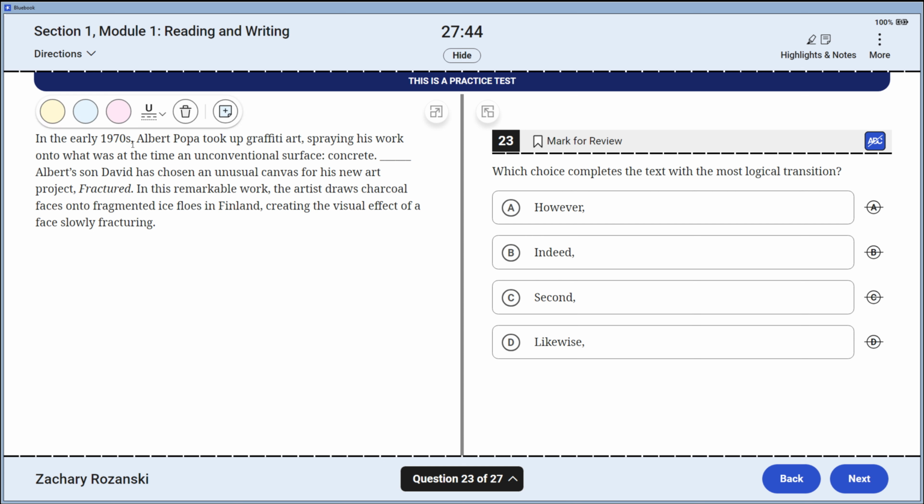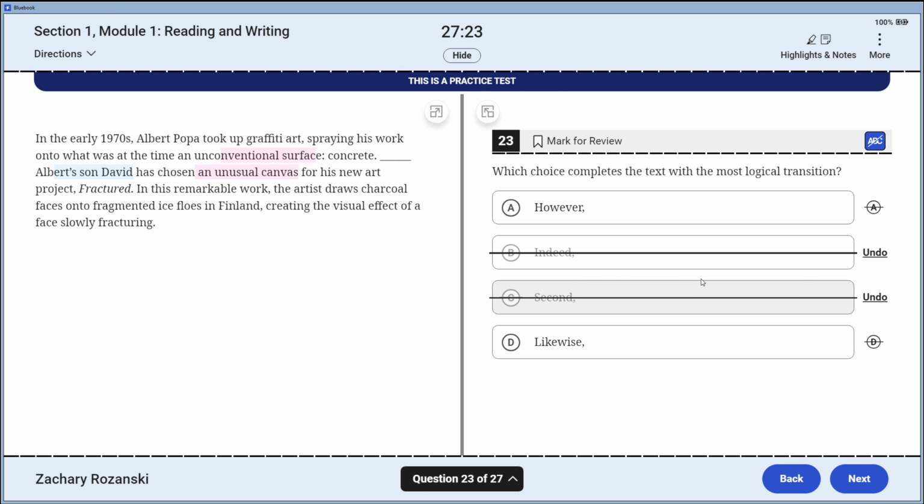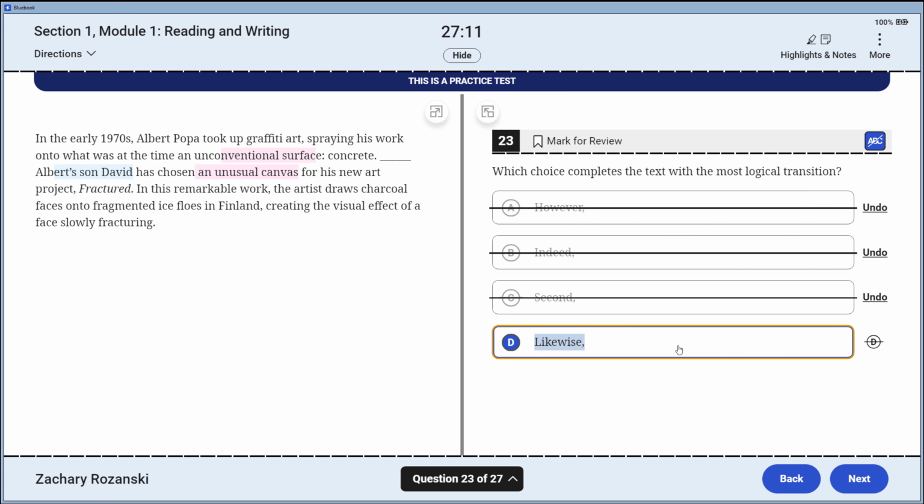In the early 1970s, Albert Papa took up graffiti art, spreading his work on what was at the time an unconventional surface. I read the next one. His son, David, has chosen an unusual canvas for his art project. I wouldn't say exemplify. No, that doesn't make sense to me. Second, though it's his son, we don't really have the notion of a first. So we've got either of these two things on the table. It's our height, however, likewise.